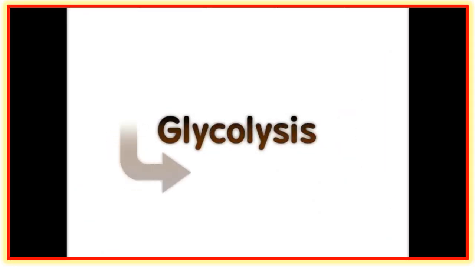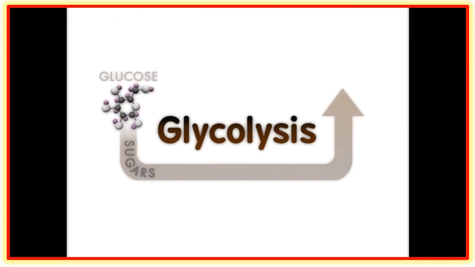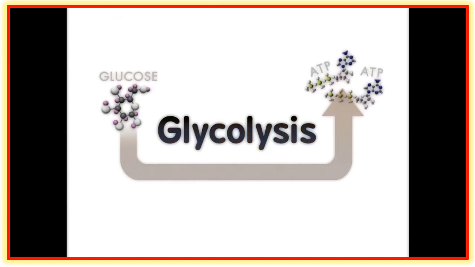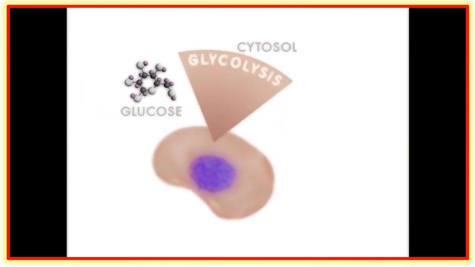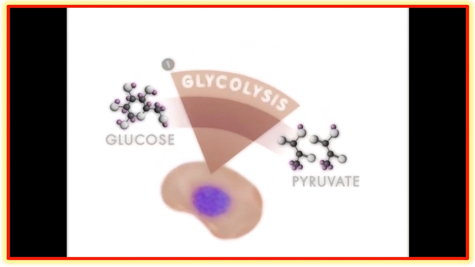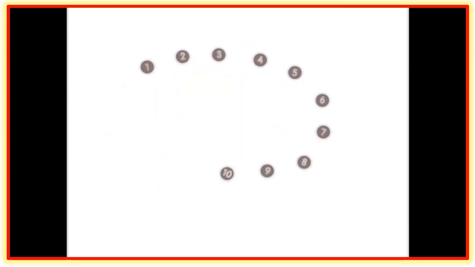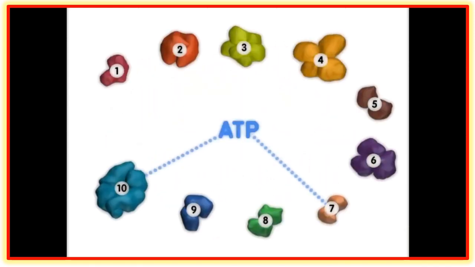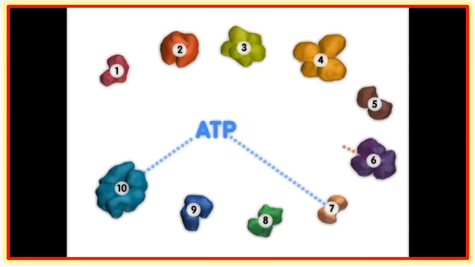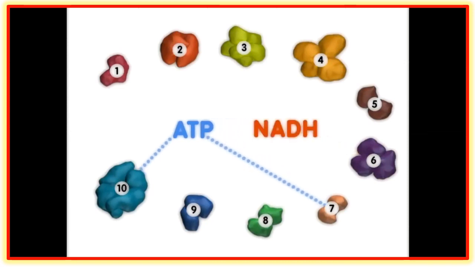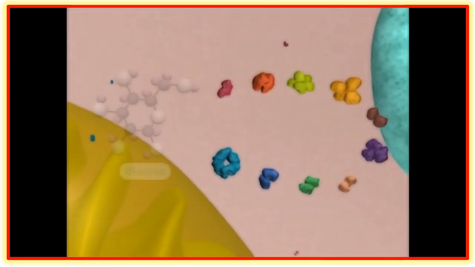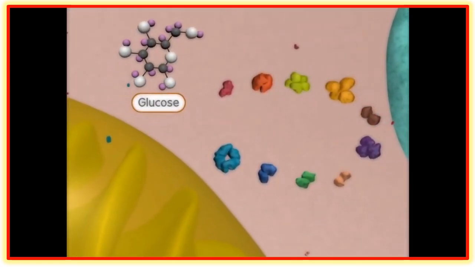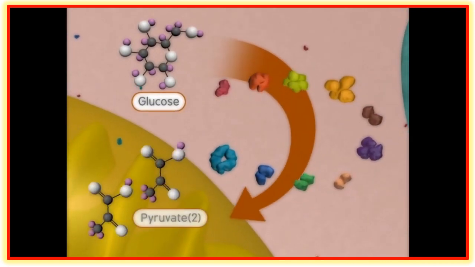Glycolysis is one of the pathways cells use to transform sugars, like glucose, into biochemical energy in the form of ATP. In the cytosol of the cell, glycolysis converts glucose into pyruvate through a series of 10 enzymatic reactions. This process produces ATP, along with other products such as NADH, that can be used later to produce even more ATP for the cell. Let's watch as these enzymes oxidize one glucose molecule into two pyruvate molecules.